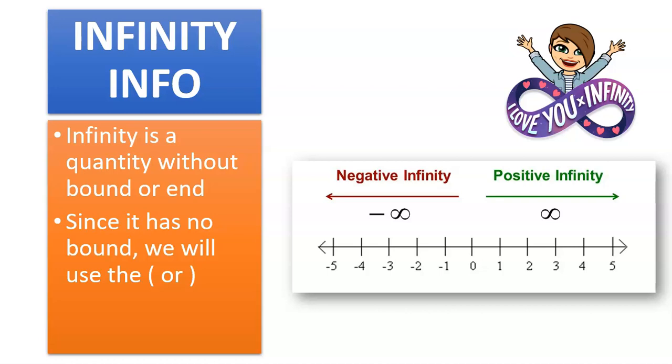Okay, what is this infinity? Infinity is a quantity that does not have a bound, never ends, goes on and on and on forever. Since we don't have a boundary, then therefore we're going to be using the parentheses. Always make sure that you remember that negative infinity is all the way to the left, and then the positive infinity is always to the right.